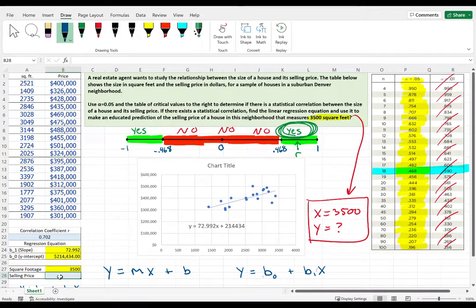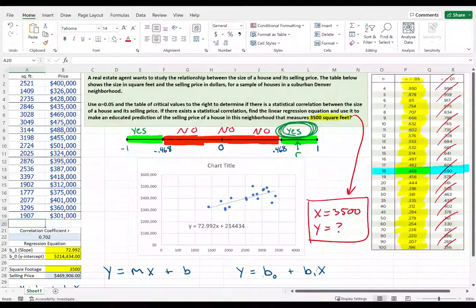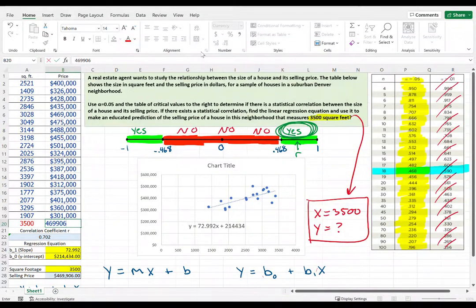Now, I'm not going to do it manually again. I'm going to use Excel for this. So let's say equal B0. I'm just going to click on the numbers. I'm not going to type them in. I'm just going to click on the locations. So that's the value of the y-intercept plus B1, which is the slope, multiplied by the x value. So I've got B25, B24, and B27. That's just the locations of these three numbers. And voila. I'm going to change to a different font color, but what we're predicting is that if the house measures 3,500 square feet, then the selling price should be $469,906.00.